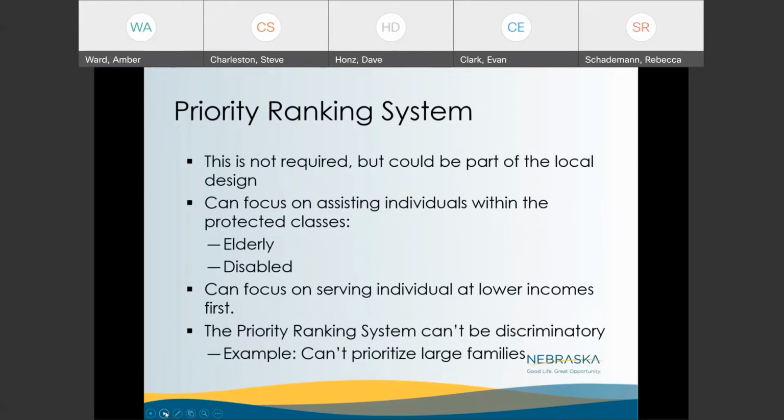Priority ranking system. It's not required, but some communities like to implement this option. You can really focus on helping individuals within protected classes, so elderly or disabled. You can focus on lower incomes first, so someone at 40%, 50% AMI may receive a priority over someone at 80%. The priority ranking system just can't be discriminatory, so can't really be prioritizing just larger families. It should be within the protected classes there.